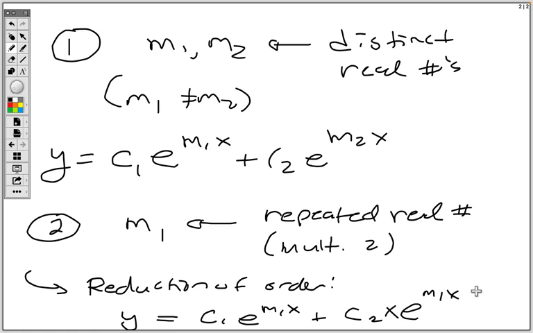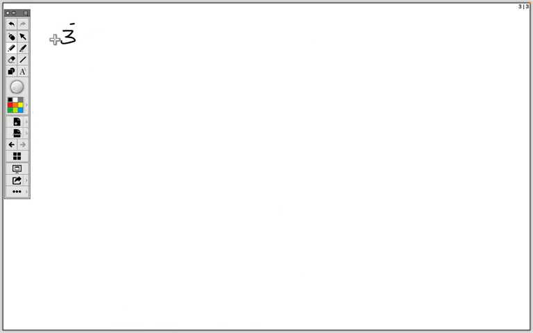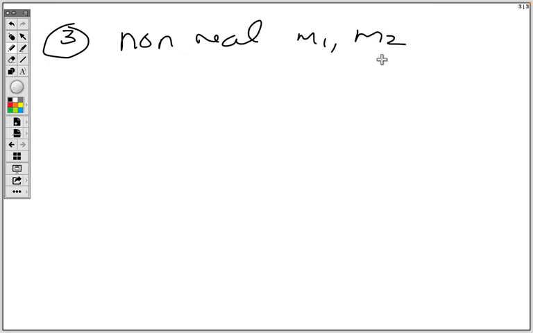So we've covered the case when that quadratic gives us distinct real numbers and repeated real numbers. So now today we're going to talk about what happens if we get non-real numbers. Okay? All right, so in order to tackle this, we need Euler's formula.